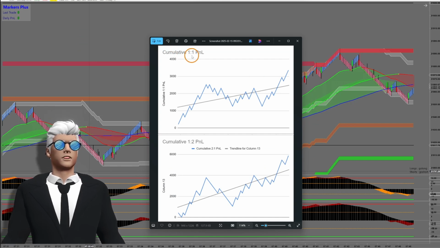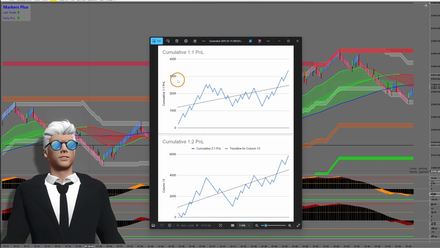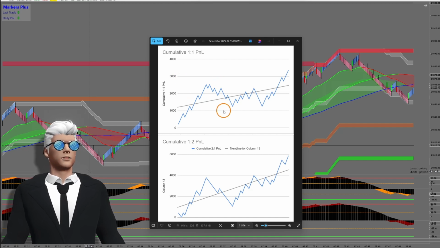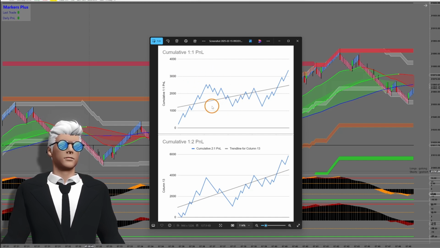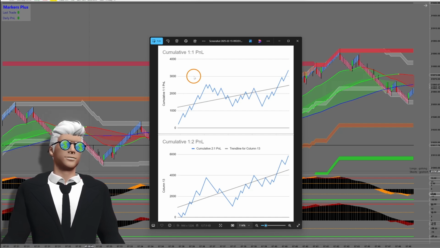So with the cumulative 1-to-1 P&L, as you can see, we had some gains. We also had some smoother drawdowns. With the 2-to-1, we had very severe drawdowns. For the 1-to-1, our max drawdown was minus 1,260. So that went probably right around here. And then our max drawdown for the 2-to-1, which is right here, totaled up to negative 2,730.